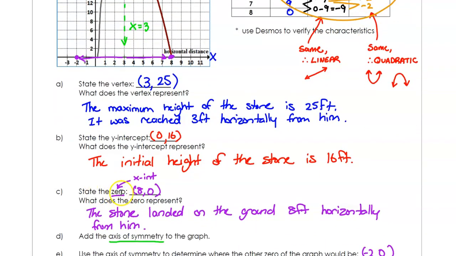State the zero. When they say zero, it's another word for x-intercept. So do you see how the x-intercept is right here? It would be at (8, 0).